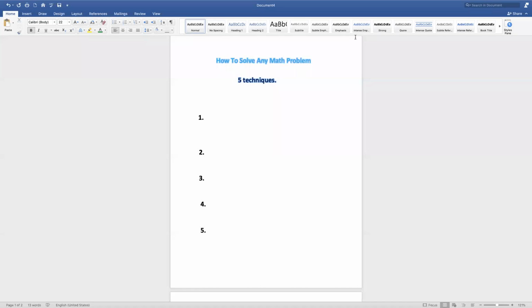Hello everyone, today I'm going to teach you how to solve any math problem in 5 techniques. So the first technique we're going to be using is drawing a picture or a diagram.